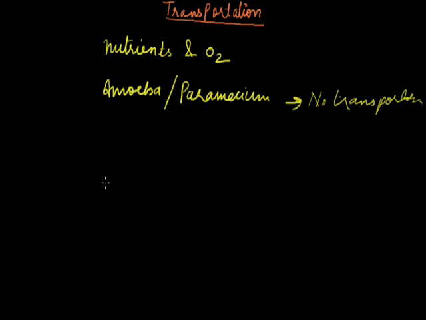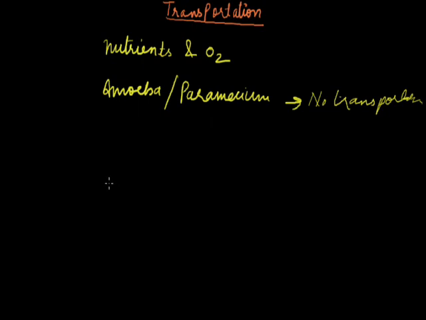But in case of multicellular organisms like higher plants and animals, they require a means of transport so that the nutrients and oxygen are transported and reach to each and every cell of your body.